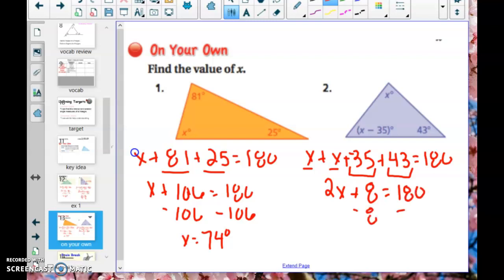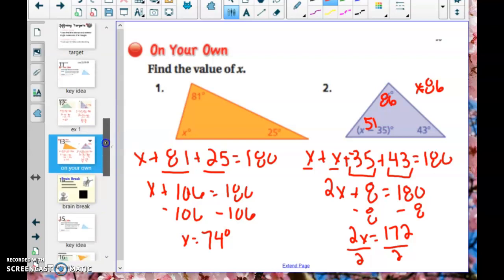Then I would subtract 8 on both sides. That leaves me with 172. Divide by 2 on both sides, and that leaves me with my value of x being 86 degrees. And of course I could check that. This has to be 86. That angle has to be 86 minus 35, which is 51. And when I add those three angles together, that should sum to 180 degrees.